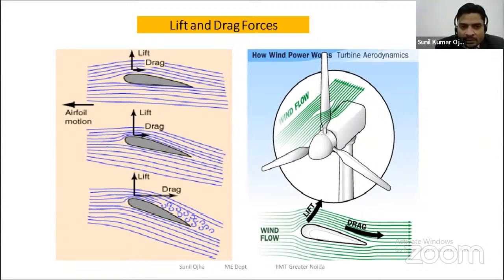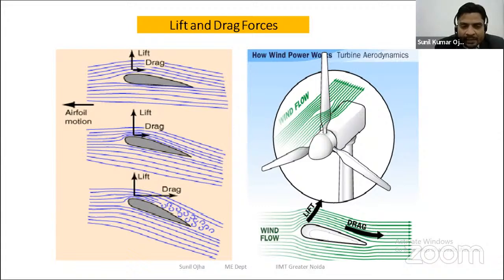Simply put, when we put any object in the moving wind stream, there is a horizontal force acting along the moving stream, which is called the drag force, and there is an upward vertical force acting on that object, which is called lift.